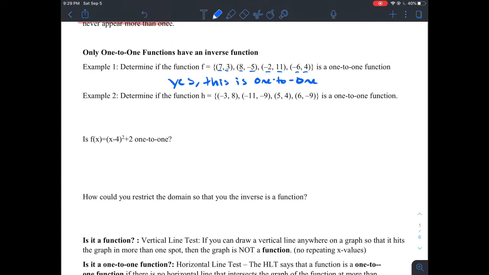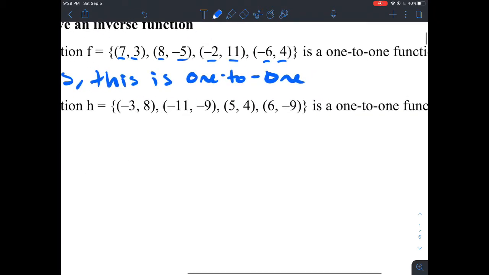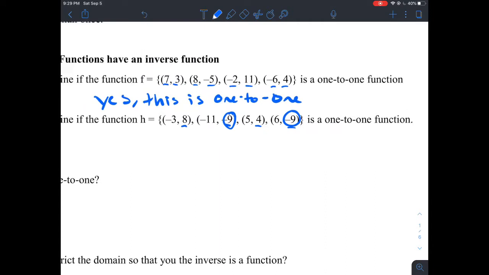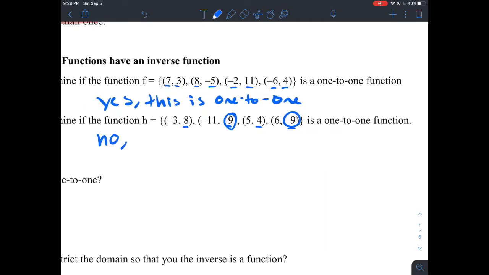So example 2 says determine if this function is a one-to-one function. First off, is it a function? Yup, none of the x values repeat. Then is it a one-to-one function? Well, let's look. Oop. We've got two -9s as y values. So no, this is not one-to-one. And why is it not one-to-one? Well, the y values repeat.